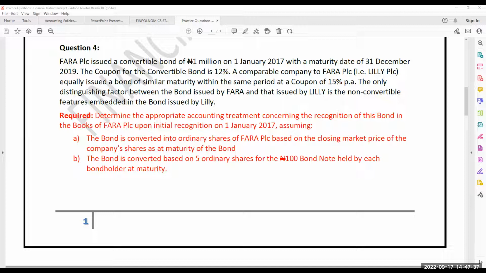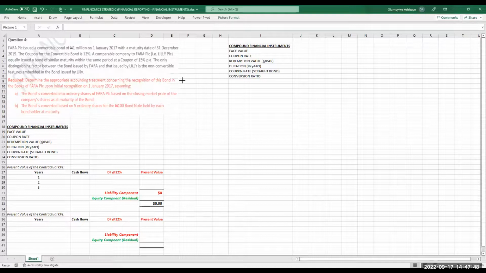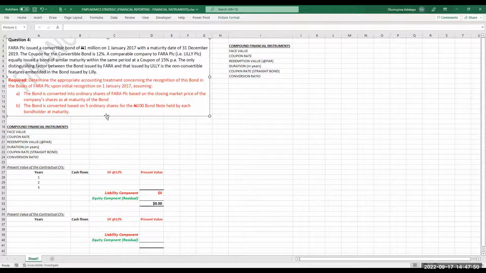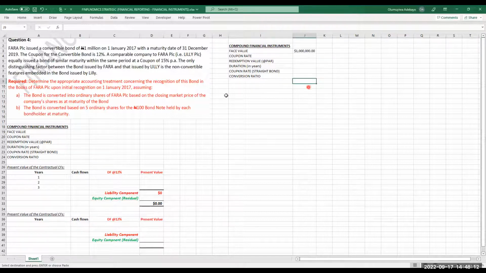Now, let me switch it over to my spreadsheet. Now, let me extract the relevant information out. The relevant information here include the face value. The face value is 1 million. Okay, in Naira in this case. Let me change every figure to Naira.